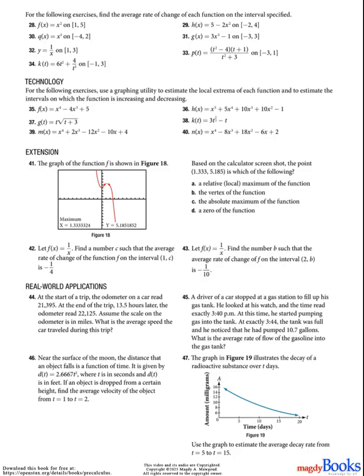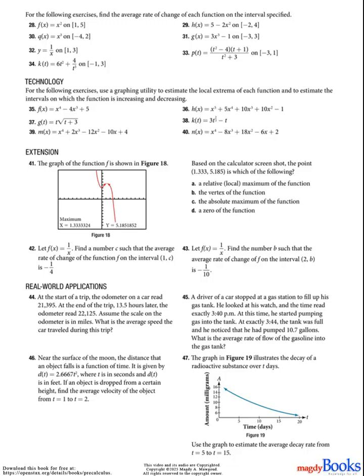46. Near the surface of the moon, the distance that an object falls is a function of time. It is given by d of t equals 2.6667 t squared, where t is in seconds and d of t is in feet. If an object is dropped from a certain height, find the average velocity of the object from t equals 1 to t equals 2.